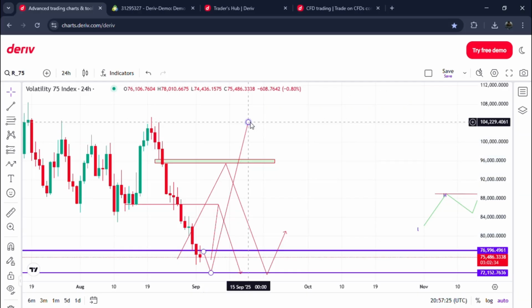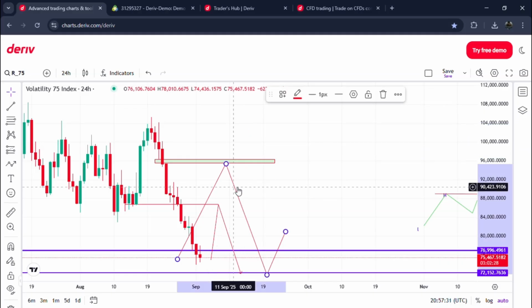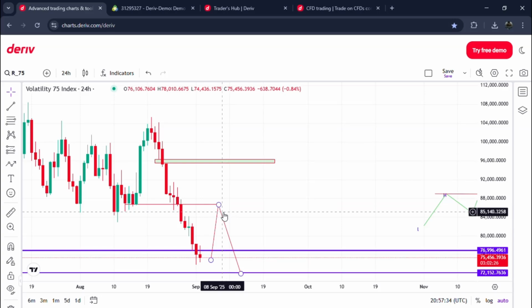So I'll just remove this to make the chart clean. So already you're anticipating a bullish move. You're not anticipating any sell because you can't take this trade. It's already happening. The market is already going down. So number one, you're only expecting a bullish market.